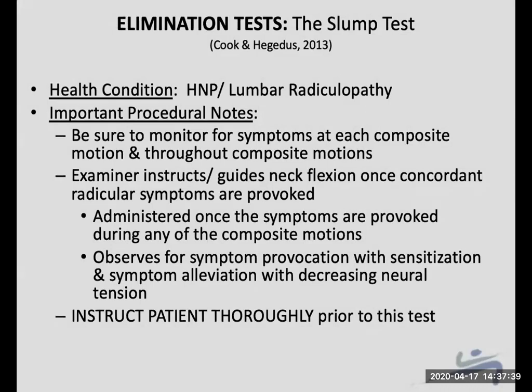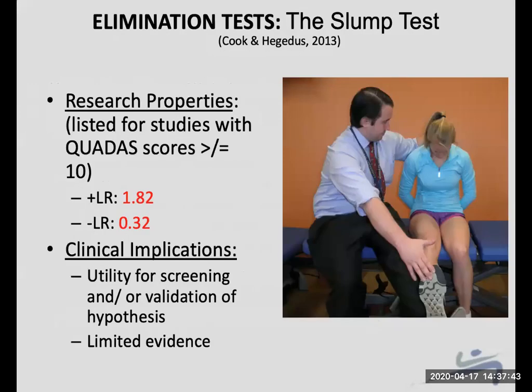So our slump test. And with this, research properties not looking as promising here. However, I can say with clinical experience, this seems to be a good test for screening.